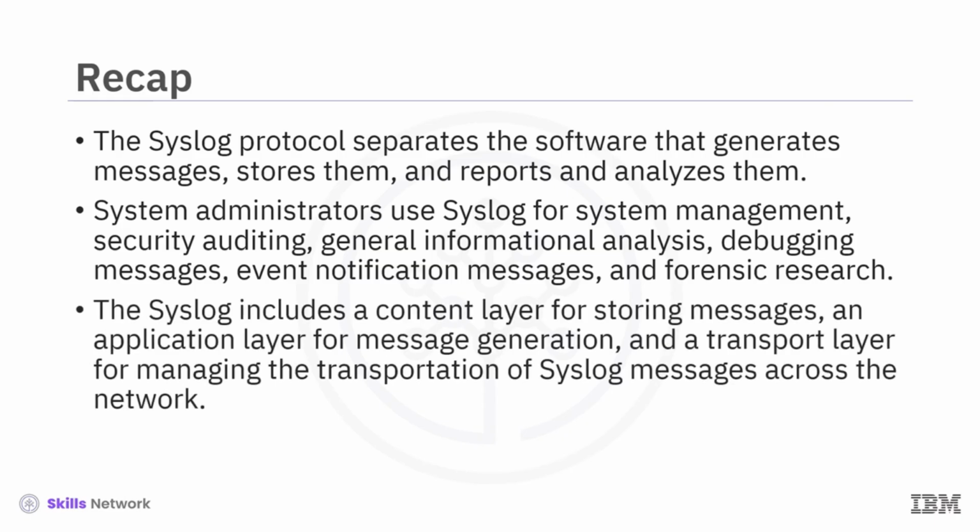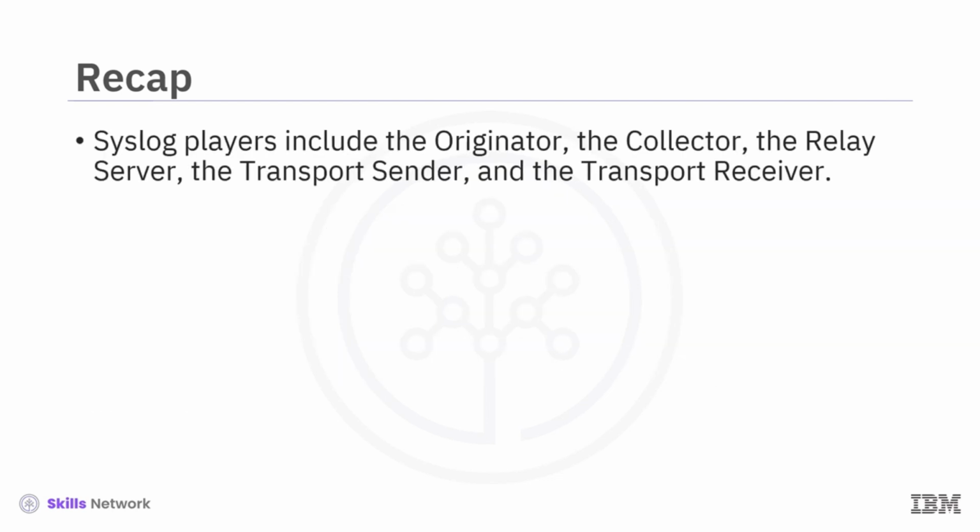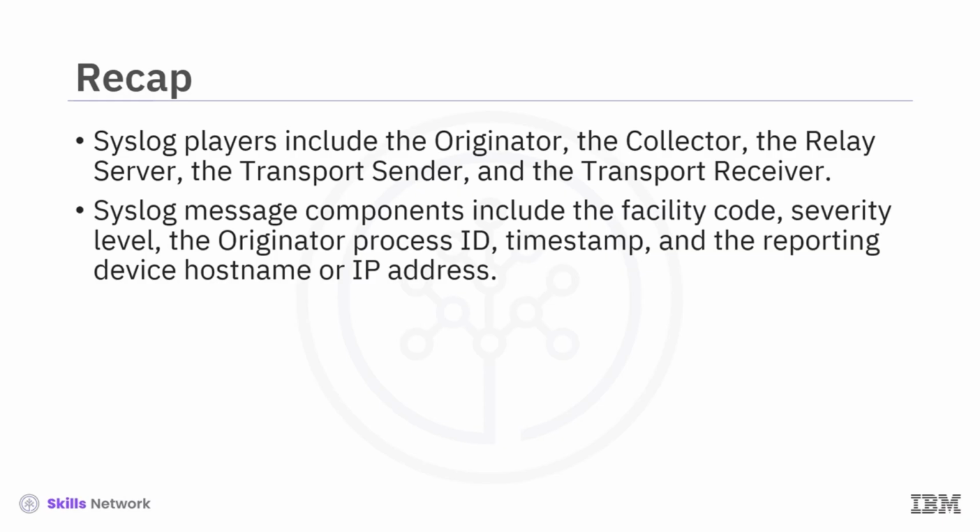The syslog includes a content layer for storing messages, an application layer for message generation, interpretation, routing, and storage, and a transport layer for managing the transportation of syslog messages across the network. Syslog players include the originator, the collector, the relay server, the transport sender, and the transport receiver. Syslog message components include the facility code, severity level, the originator process ID, timestamp, and the reporting device hostname or IP address.